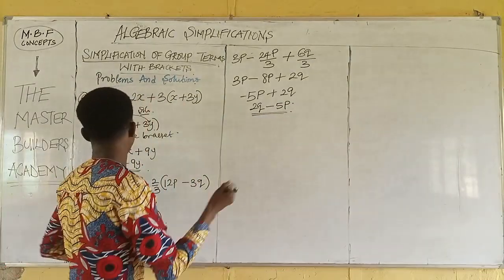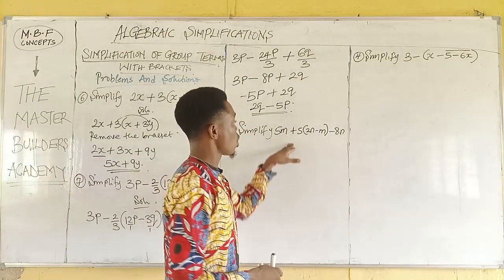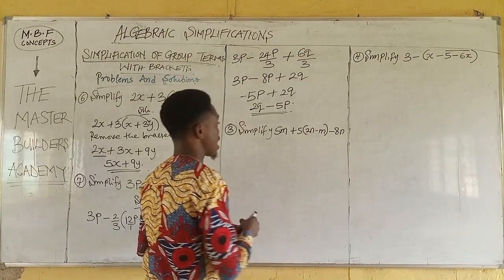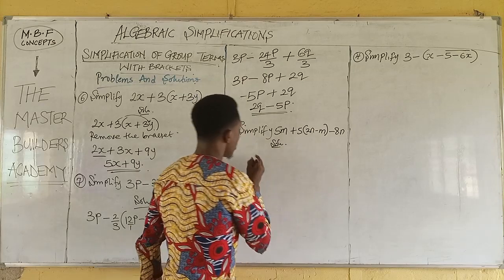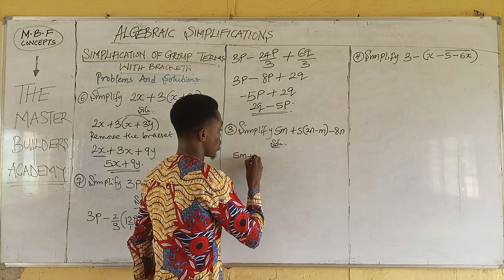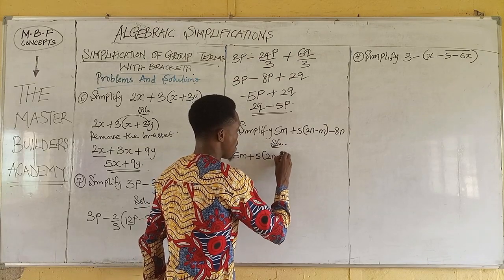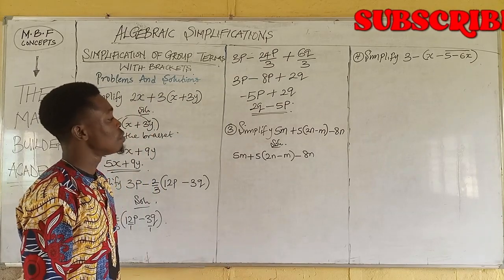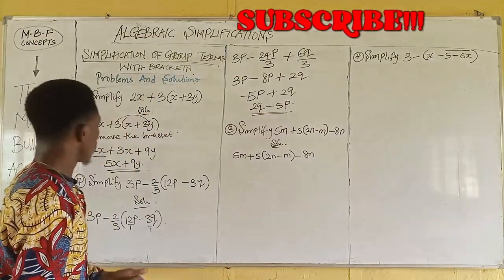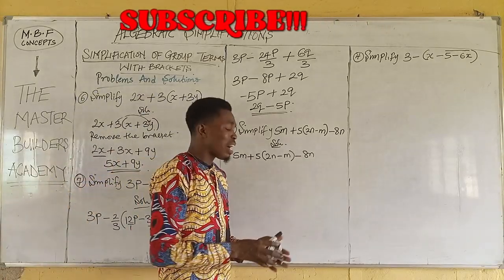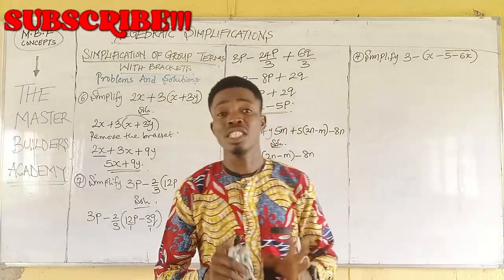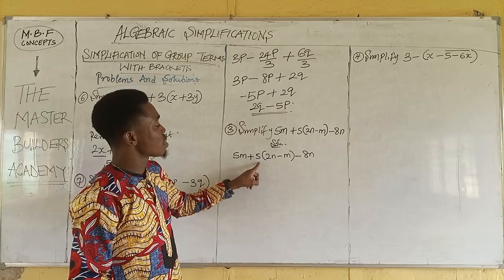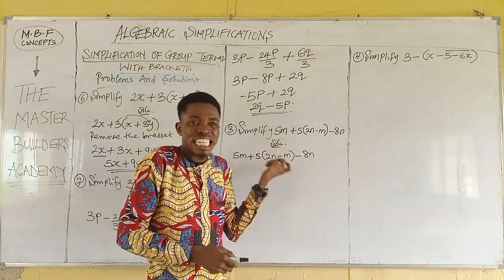So guys, we will quickly look at question number 3. We'll simplify 5m plus 5 open bracket 2n minus m close bracket minus 8n. Guys, let's get started. This is our solution. Then we put down the equation, which is 5m plus 5 open bracket 2n minus m close bracket minus 8n. The first thing we do is to remove the bracket. To remove the bracket, all we simply do is to identify the multiplication factor, which is the quantity that is directly multiplying the bracket, and that quantity is 5. So we are going to be using this 5 to multiply the 2 terms inside this bracket.